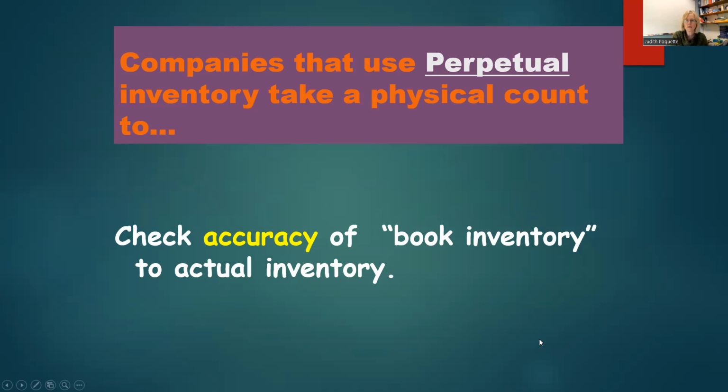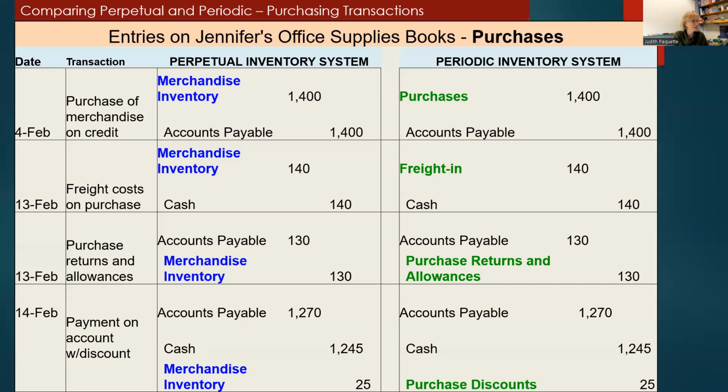Can you clarify the difference between freight in and freight out? Yes, I can. Oh, by the way, at the back of your chapter, there's a side-by-side comparison of all of these. Here's the perpetual on the left. These are all purchase transactions. And the color is where it's different. The black font is where it's the same regardless of system. So let's talk about freight in.